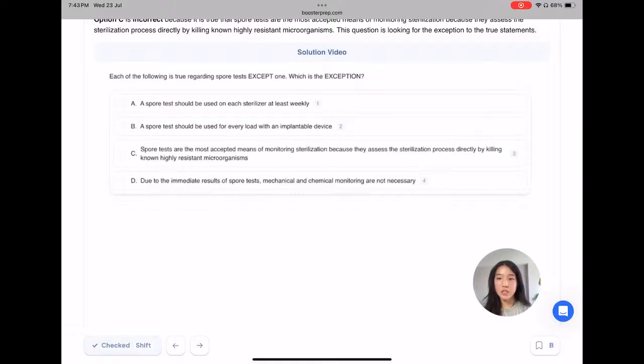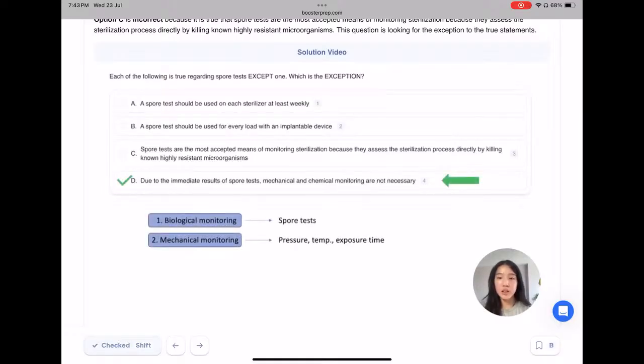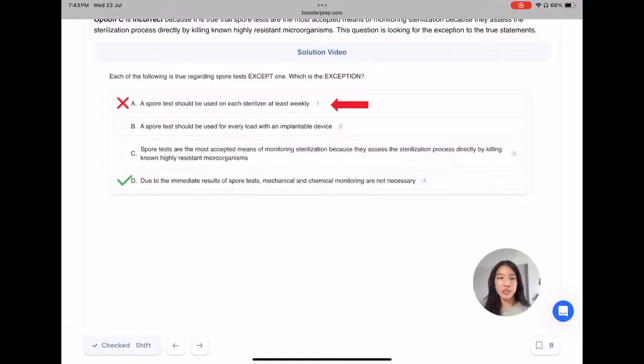Sterilization is also tested through mechanical and chemical means, making D our correct answer, as we do need other methods of monitoring because there are many different points at which the sterilizer can fail to perform properly. So mechanical monitoring includes checking that the sterilizer has been running at the proper pressure, temperature, and exposure time and should be performed during every load. Chemical monitoring is also done at every load, specifically inside every package, to ensure that the sterilizing agent has been able to reach the chemicals inside and can be checked with indicator strips that will change color if it has worked. So let's take a look at our incorrect answers.